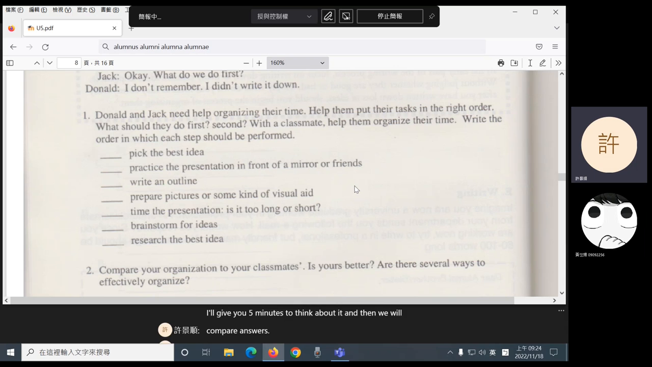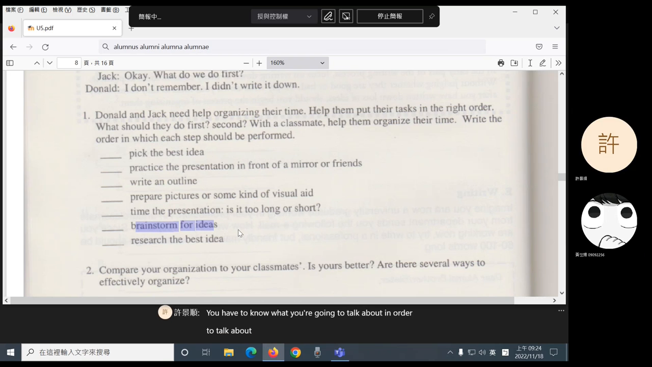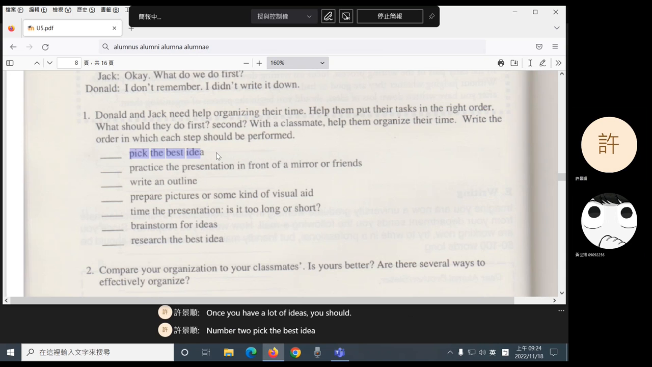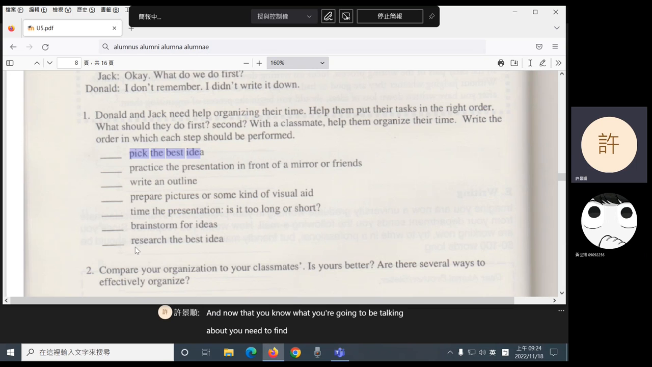Okay, let's compare answers. I think the first thing you should do is brainstorm for ideas. You have to know what you're going to talk about in order to talk about it. Once you have a lot of ideas, you should, number two, pick the best idea. And now that you know what you're going to be talking about, you need to find out what you're going to say. So number three, you should research the best idea.